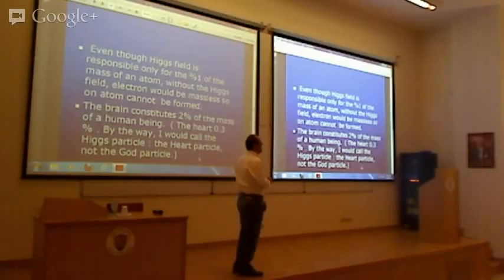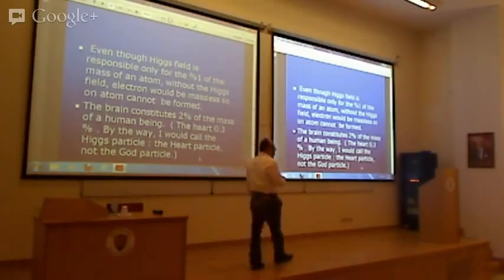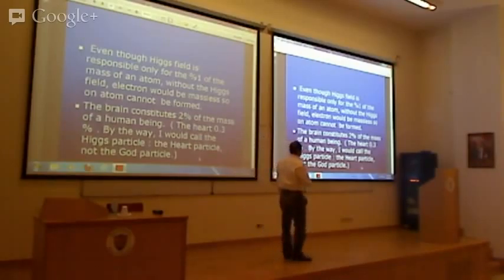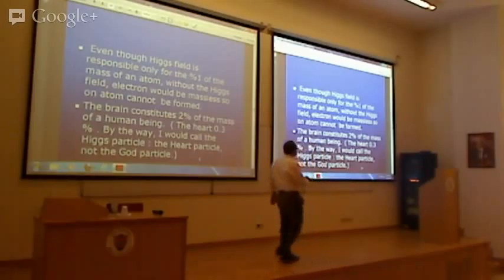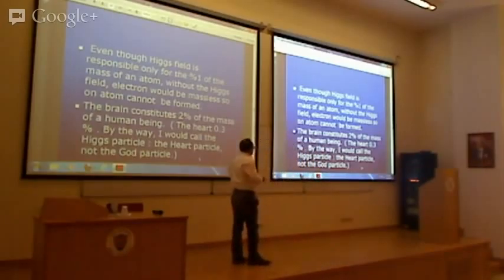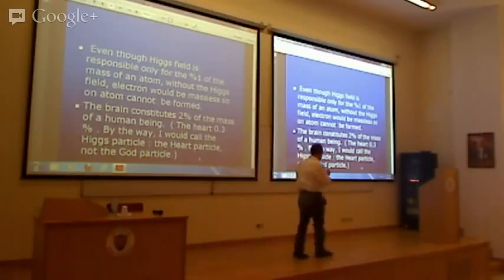The brain essentially constitutes 2% of the mass of a human being. The heart is 0.3%. But they are important. This field is as important to the universe as the heart is for a person. By the way, this particle is usually called the God particle, but I would call it a heart particle. It's just a better name. Why not the brain particle? It is closer, but that wouldn't be romantic.